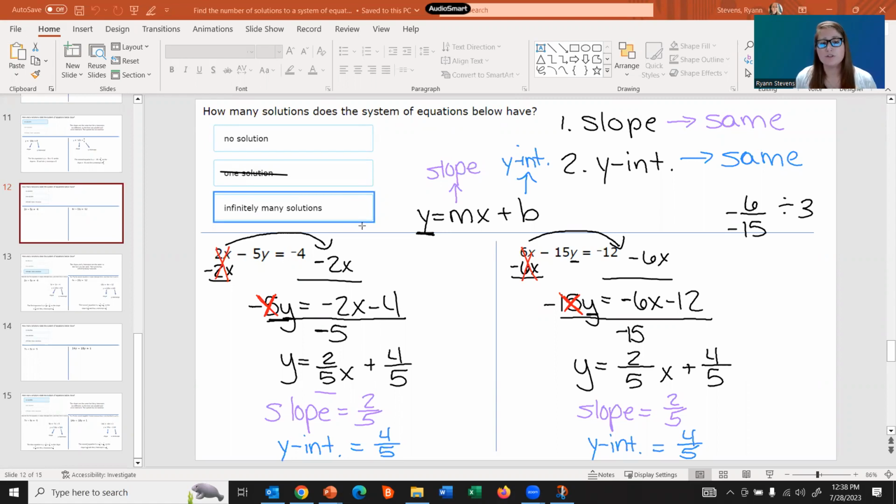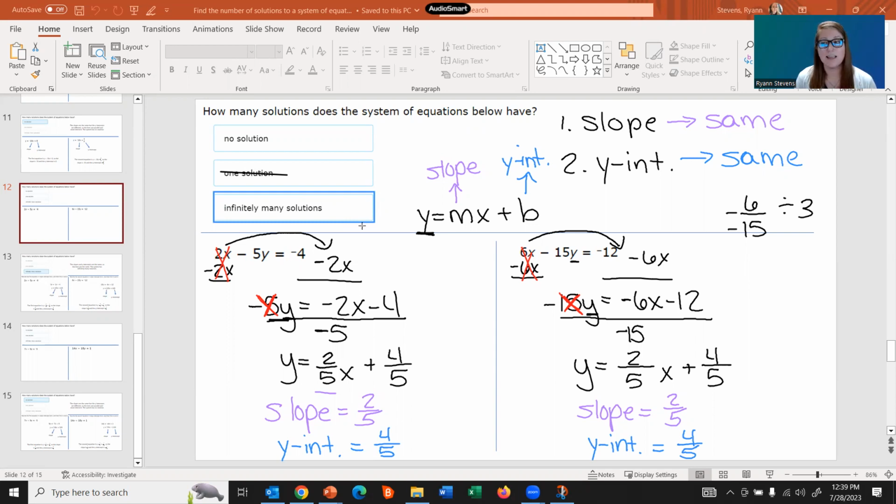And this is where it's really important to rewrite those equations into slope-intercept form, because when we first looked at these equations, we had 2x minus 5y is equal to negative 4, and then we had 6x minus 15y is equal to negative 12. They looked like different equations. They looked like they were going to have different slopes and different y-intercepts. But when we rewrote those equations to be in the slope-intercept form of y equals mx plus b, we ended up with a result of the exact same line or the exact same equation.